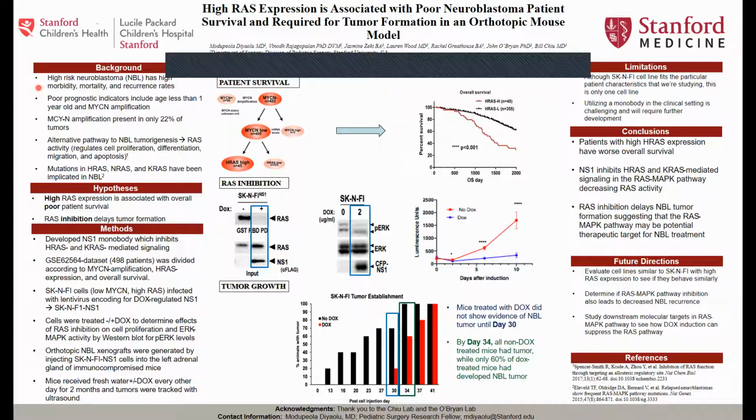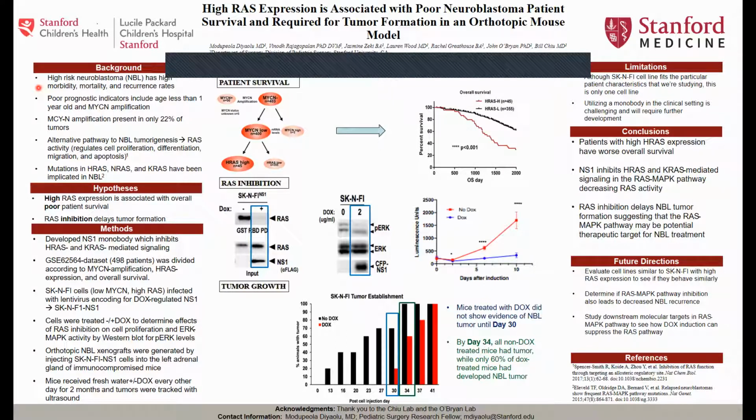The RAS-MAPK pathway has been recently found to contribute to neuroblastoma formation. Specifically, there's evidence that mutations in RAS genes, NRAS, HRAS, and KRAS lead to activation of this pathway and establishment of neuroblastoma. Because of these findings in human tumor cells, we hypothesize that high RAS expression results in poor patient survival and RAS inhibition delays tumor formation.